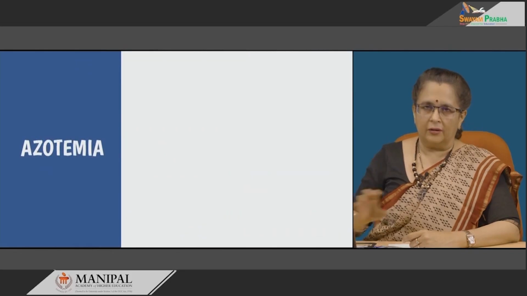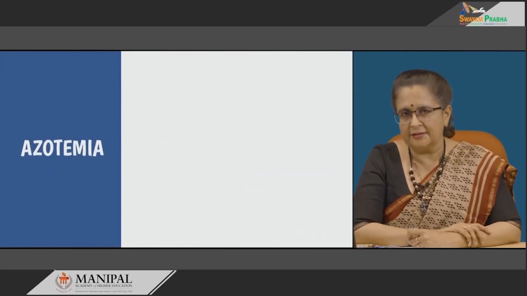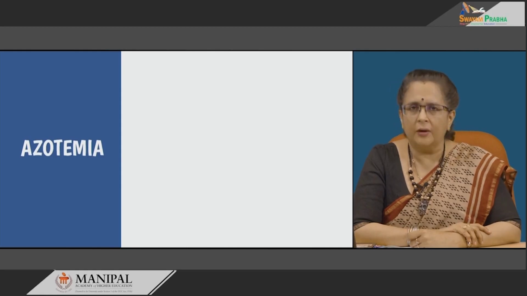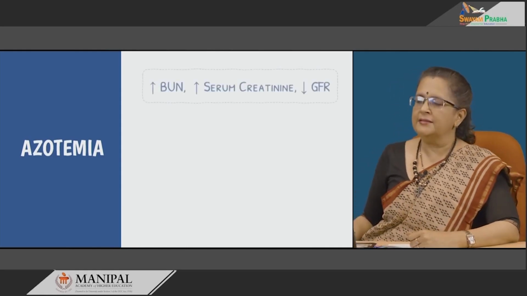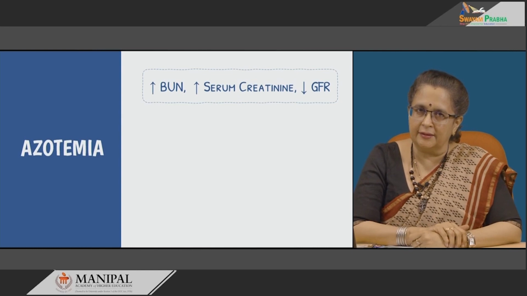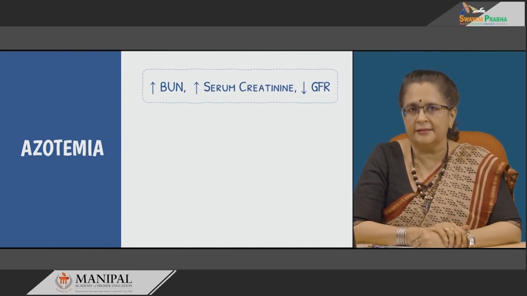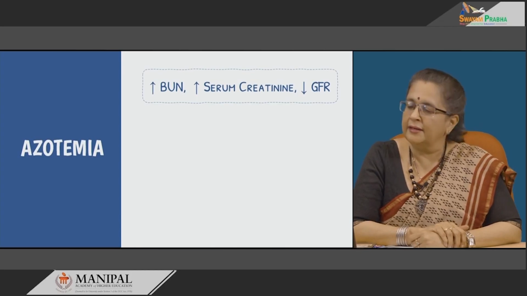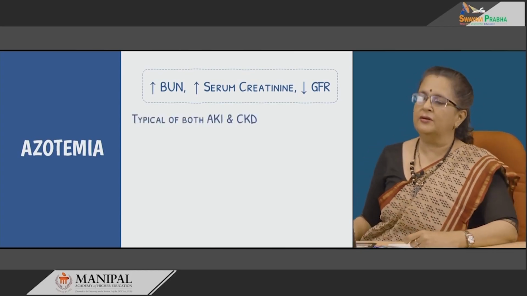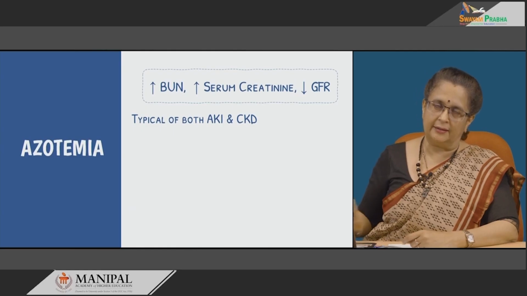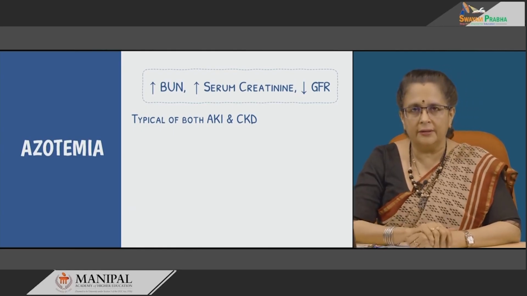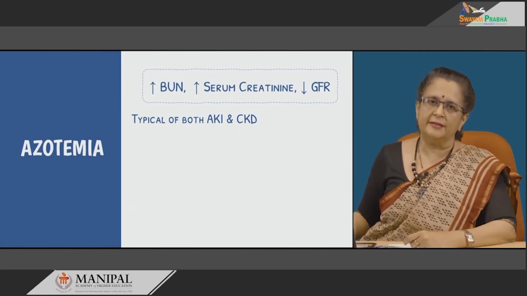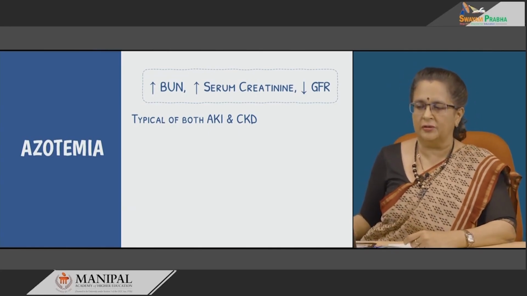So, we will look at all of these, but before that we have to understand certain basics, and these are azotemia and uremia. So, what is azotemia? Azotemia is nothing but an increased blood urea nitrogen and serum creatinine, mostly because the glomerular filtration rate has reduced. Now, these are due to different causes, but it is typical and classical of both acute kidney injury as well as chronic kidney disease, but can be seen in some cases of nephritic syndrome also.